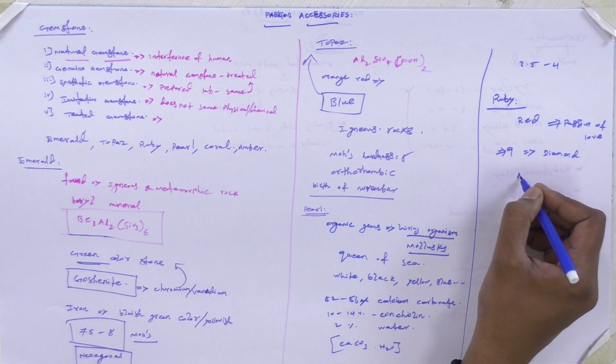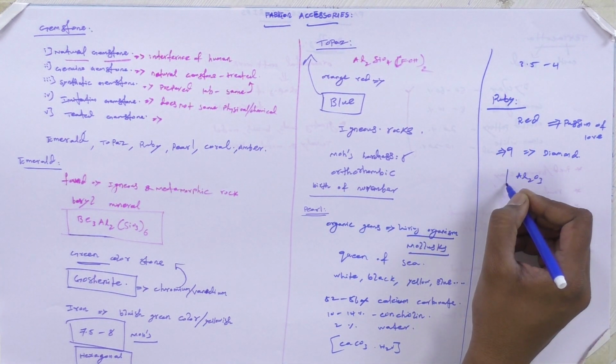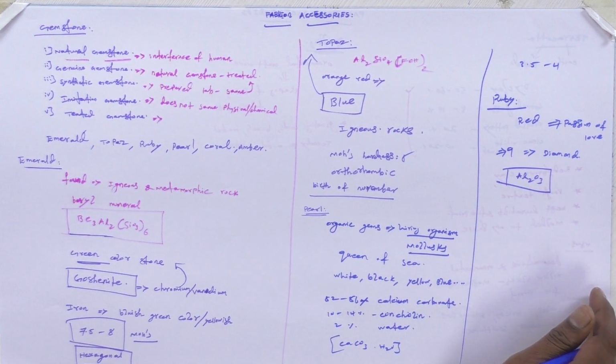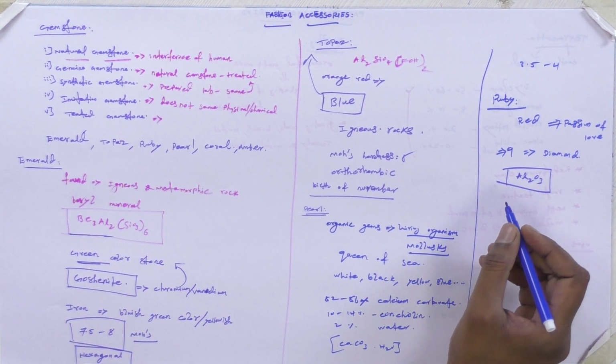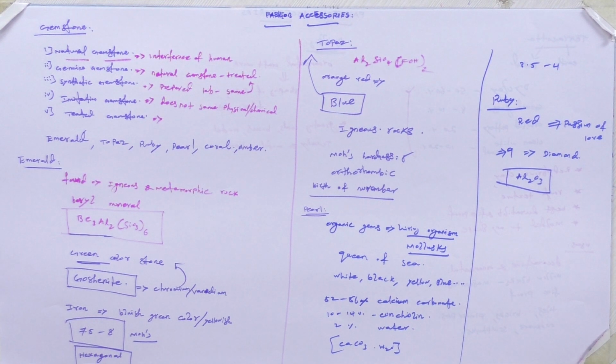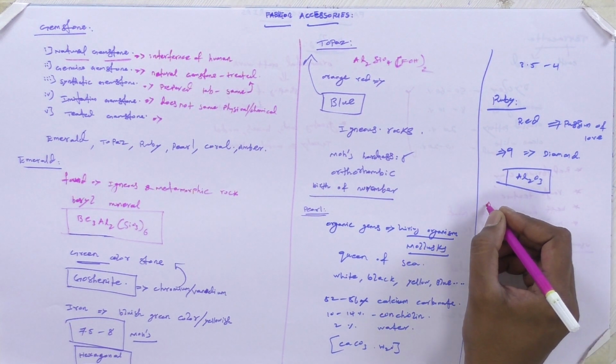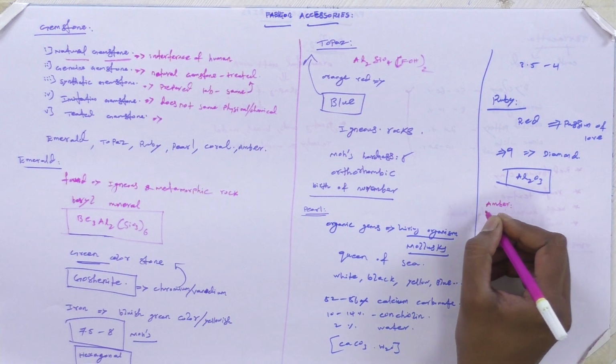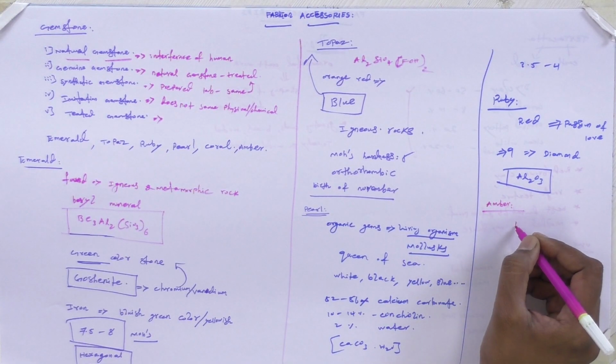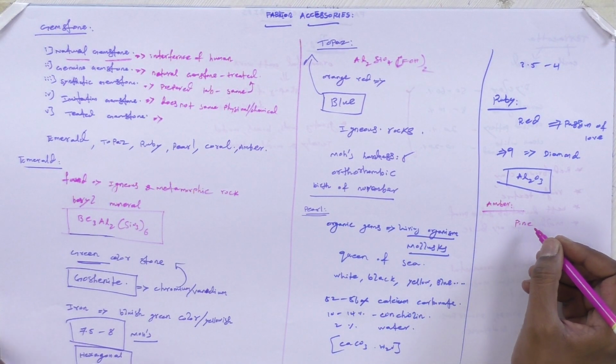Its chemical formula is Al2O3. The chemical formula of ruby is Al2O3. And then the next one is amber. Amber is a hard substance made of resin from pine trees. The pine tree exudes some resins, and the resins polymerize. After polymerizing, we get a hard stone. That hard stone is called amber.